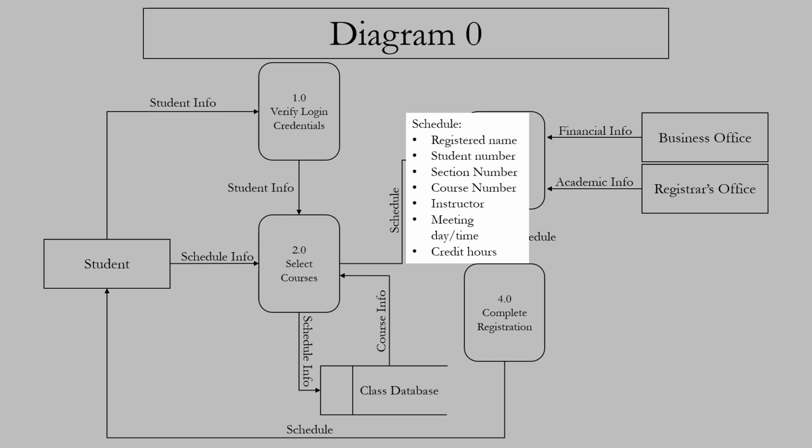If you identify all the sources of data involved with this system, then you can see exactly what kind of data you need from the different stores. You need information from the student for identification, you need course information to pull up details for those courses, and you need information from the business and registrar's offices to determine if the student is in good standing.